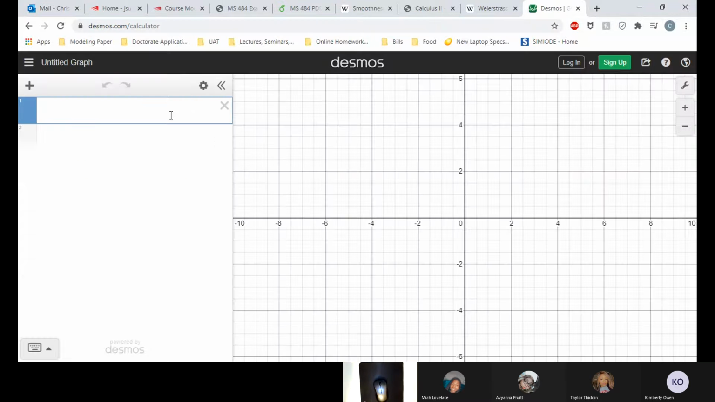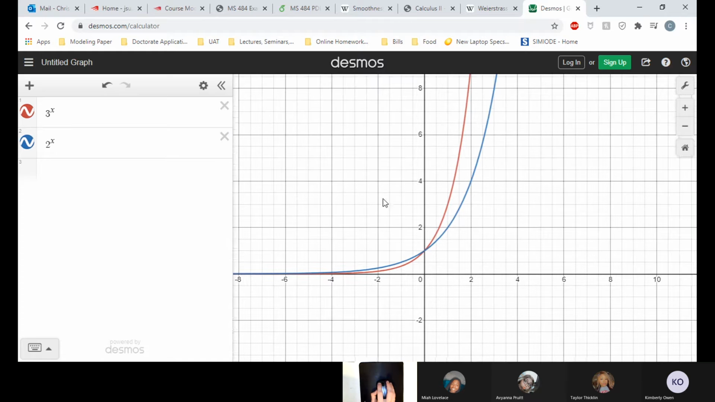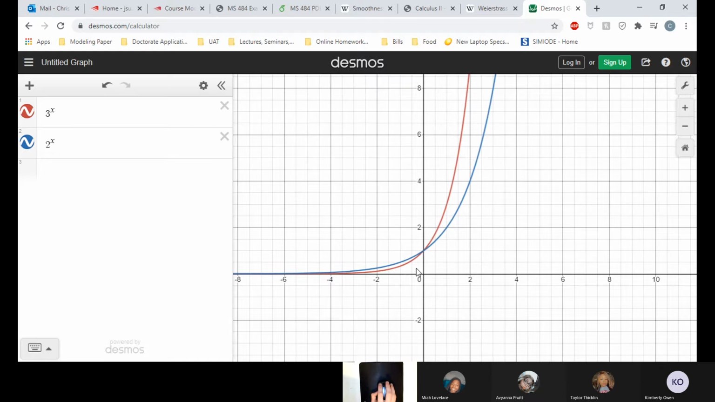Desmos, let's look at some other exponential functions. So we just graphed 3 raised to the x. There's that one. Let's look at 2 raised to the x and see how it compares. So we see the 3 raised to the x function grows faster. That's the red function. It grows faster because that base is higher. This is like a tripling function. Every time you input a new whole number, it triples. Is that a good way to say that? Yeah.